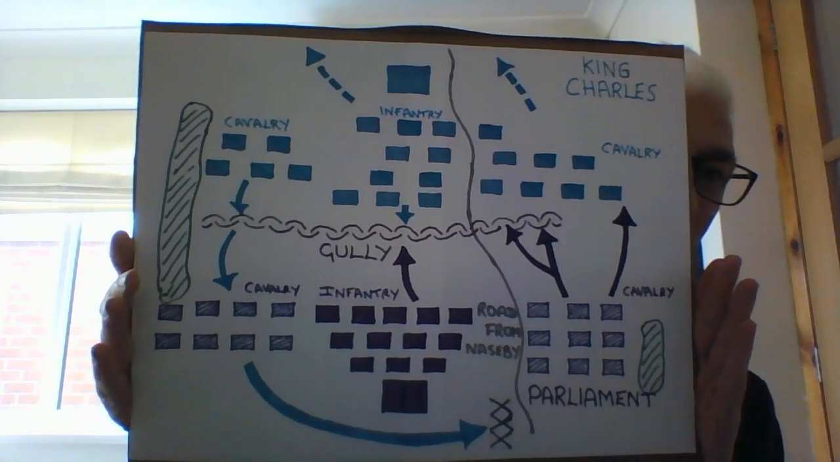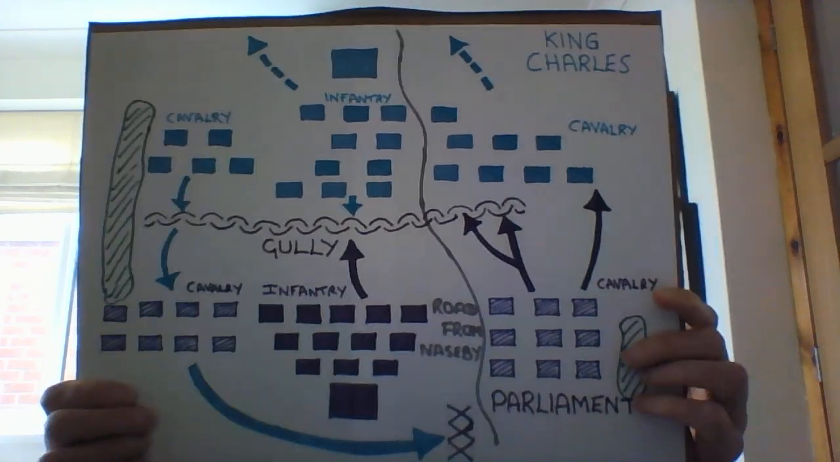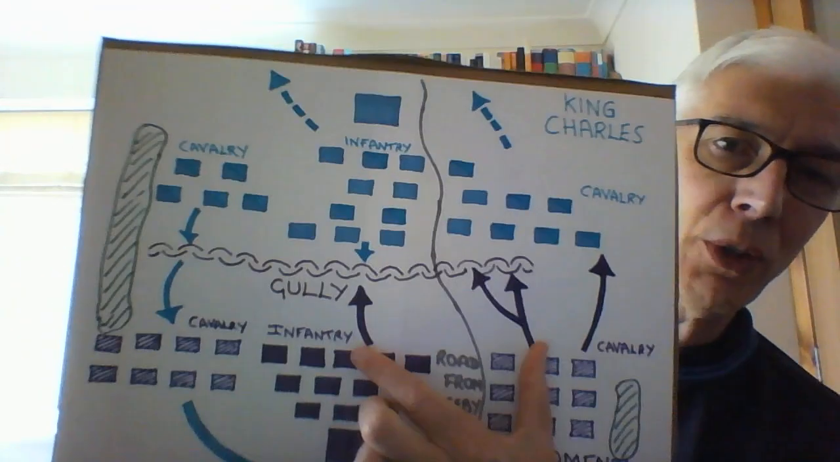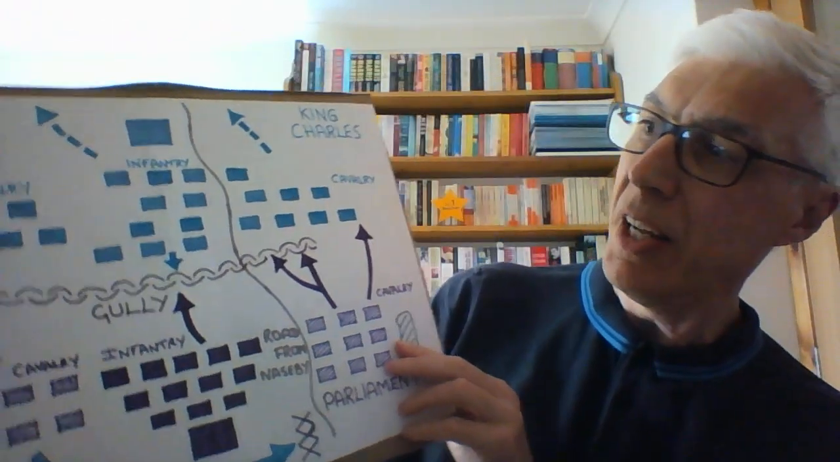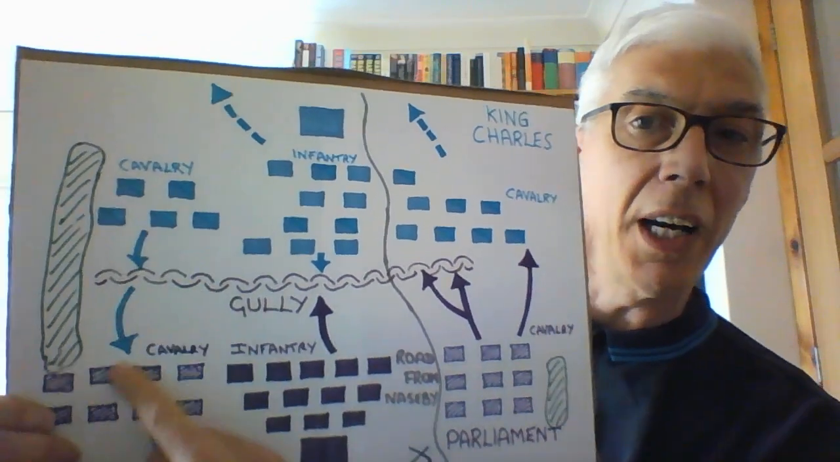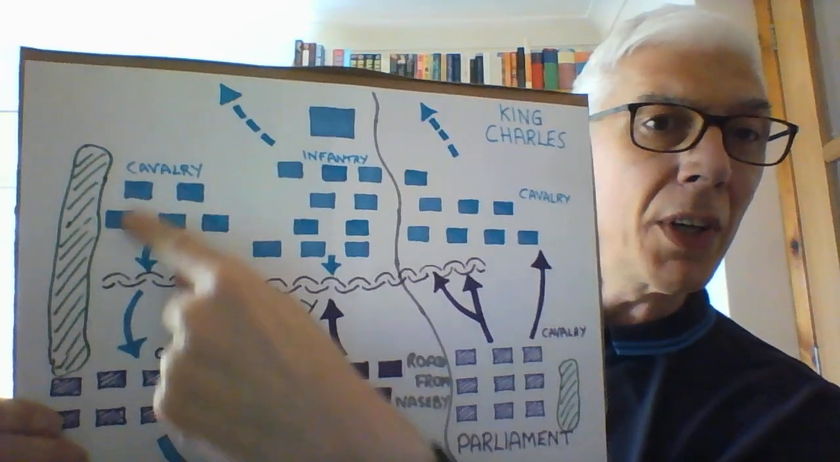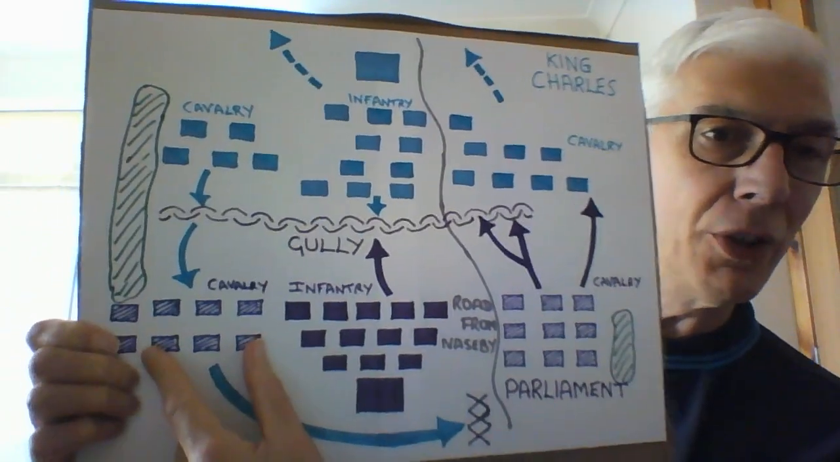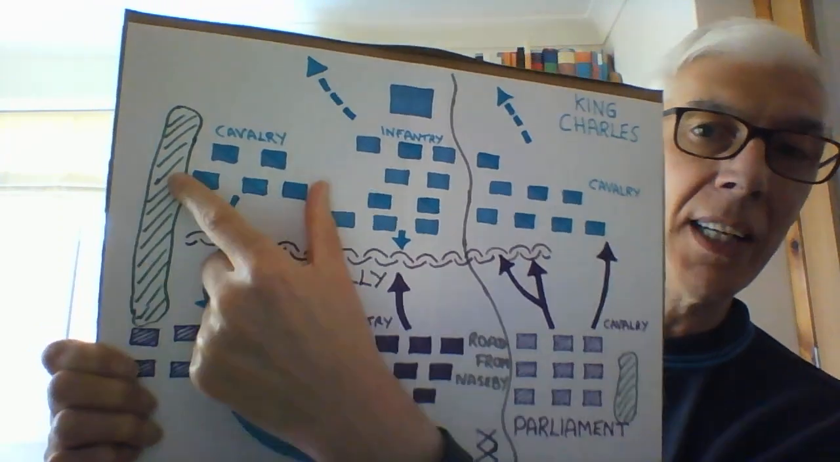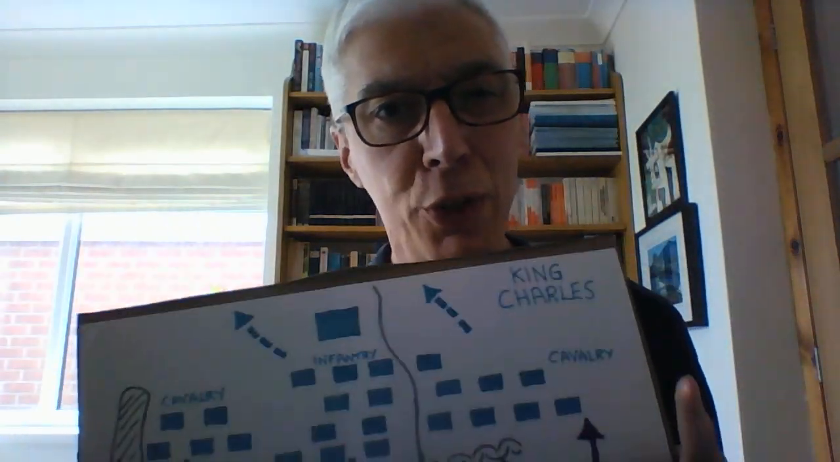So, we've had a look at the size of the armies, we've had a look at their position, we've had a look at how the infantry and cavalry are laid out. What actually happened when the battle commenced? Well, as you can see from the arrows, both sides advance. I'm going to start here on this side because the King's cavalry advanced and did very, very well against the New Model Army cavalry.